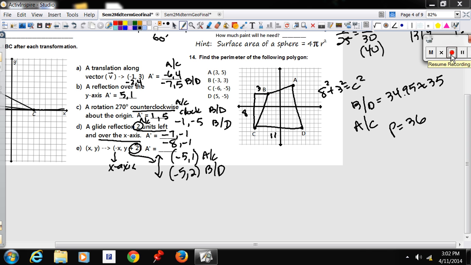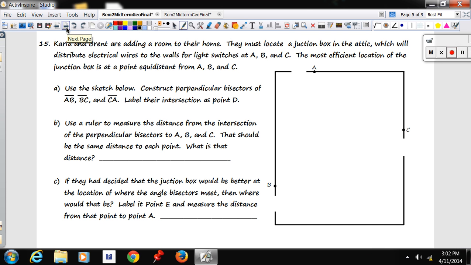All right, moving on to number 15. 15, I'm not going to do a whole lot on the constructions, I just will tell you what the right answers were.